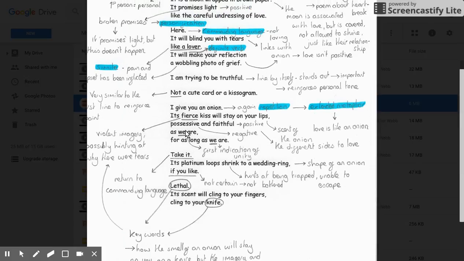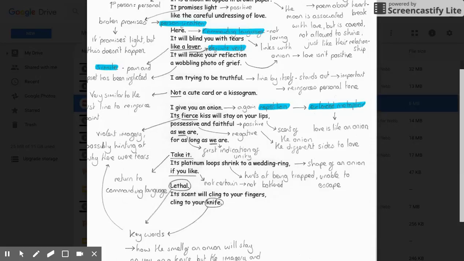Take it. Again, take it as platinum loops shrink to a wedding ring. Again, here, this is a marriage proposal, but it's not particularly loving. If you like, take it if you like, it's like the person isn't bothered. It's like they're not certain. It's like this isn't a relationship that they want. Now, this could be what was said to them, or it could be what they say. I would infer that it's maybe what was said to them.